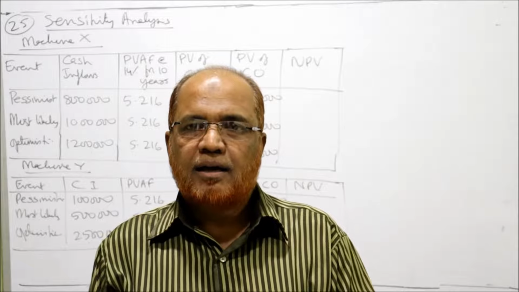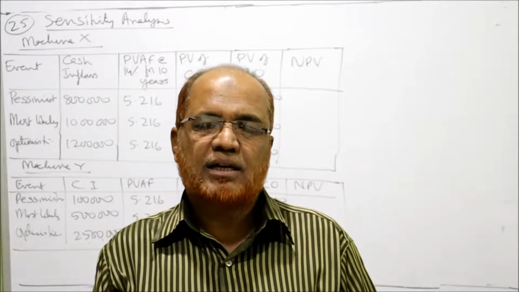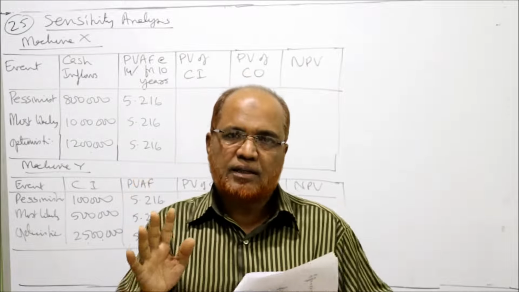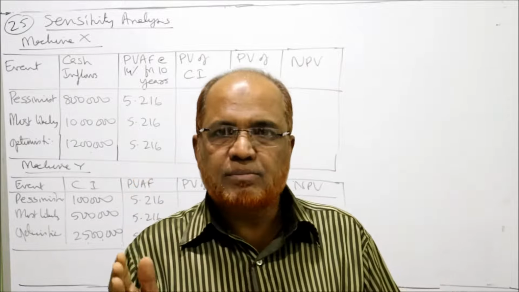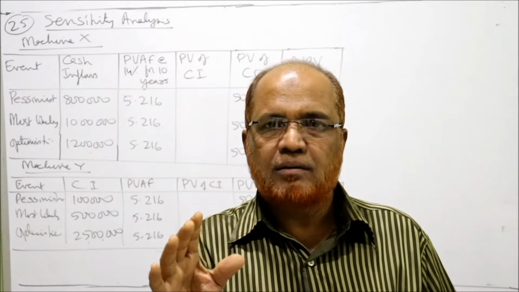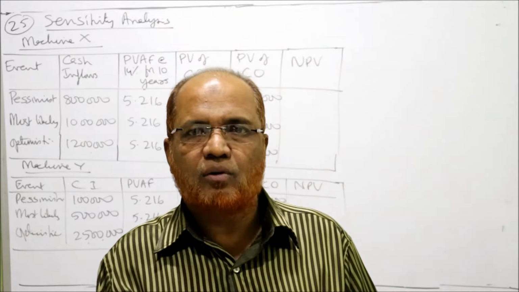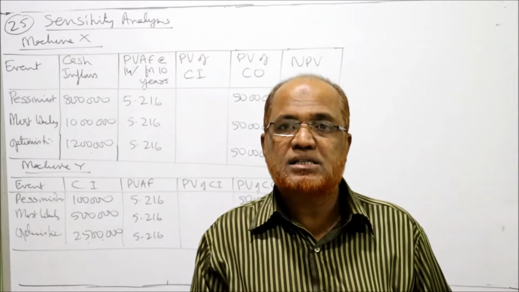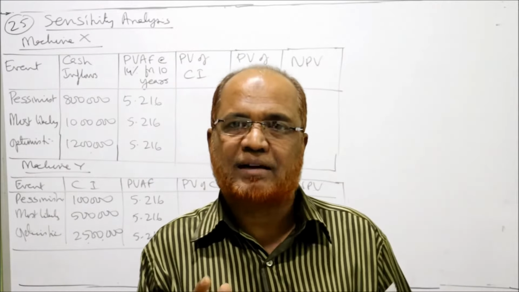In sensitivity analysis, instead of one cash inflow, we were given 3 cash inflows for every year. The 3 cash inflows are pessimistic, most likely, and optimistic. Pessimistic means the lowest cash inflow which we may get, and optimistic means the highest cash inflow which we expect.